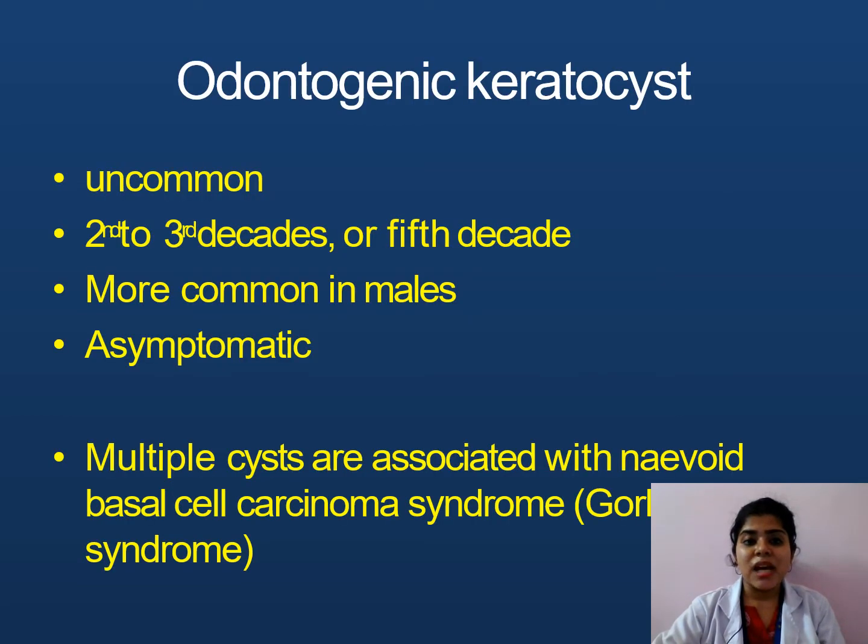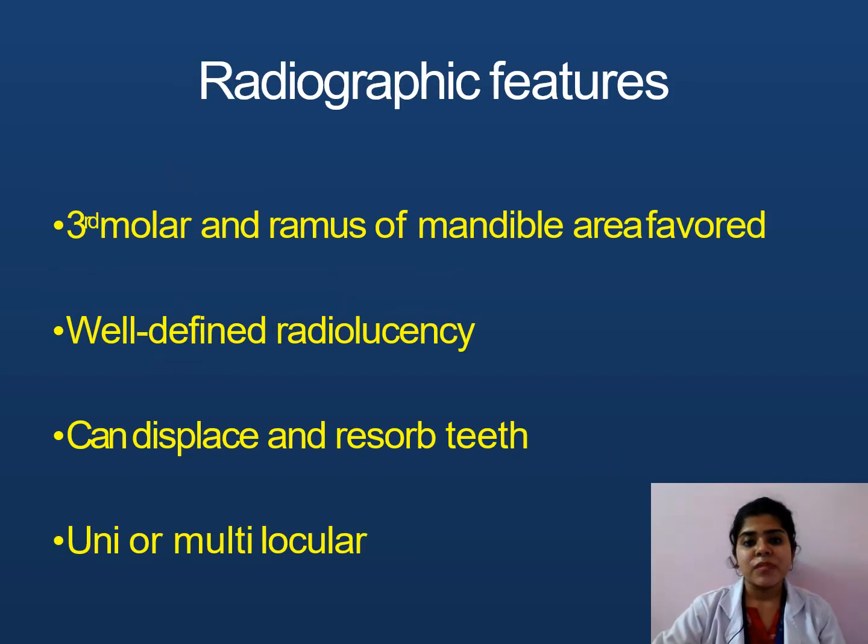Odontogenic keratocyst is uncommon. It occurs in the second and third or fifth decade, more common in males, and is asymptomatic. Multiple cysts are associated with nevoid basal cell carcinoma syndrome. Radiographic features: the third molar and ramus of the mandible are most commonly involved, and a well-defined radiolucency is seen which can displace and resorb teeth. It is normally uni- or multilocular.